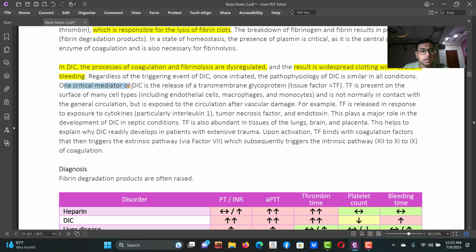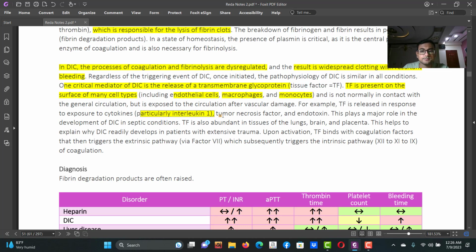So one critical mediator of DIC is the release of transmembrane glycoprotein. Transmembrane glycoprotein is present on the surface of cell types, that is endothelial cells, macrophages, and monocytes. It is not normally in contact with the general circulation. That means it is not usually found, but in case of DIC, it may be found in the blood circulation.